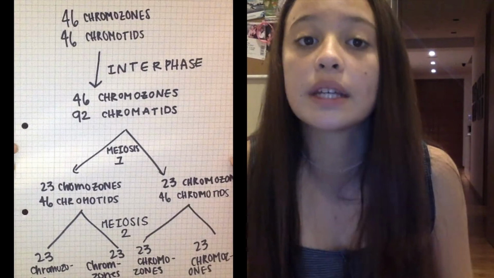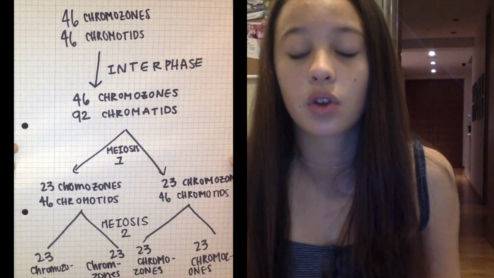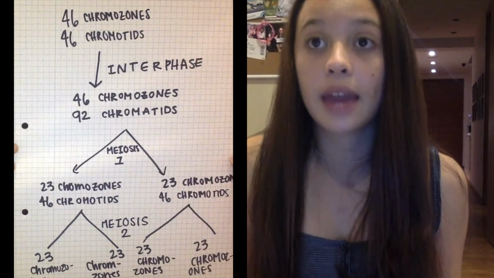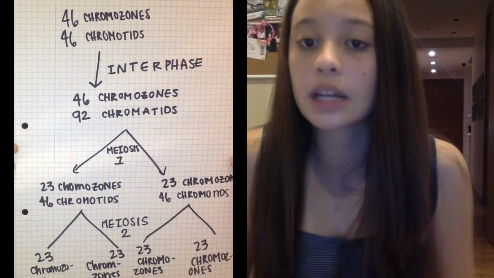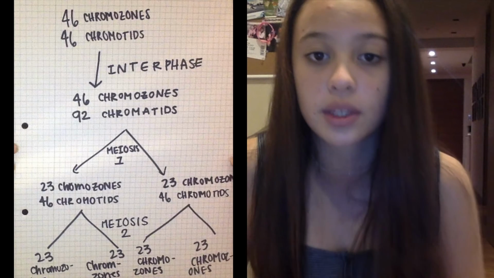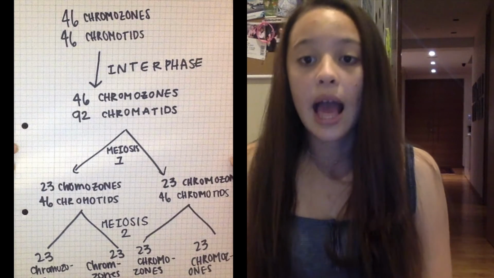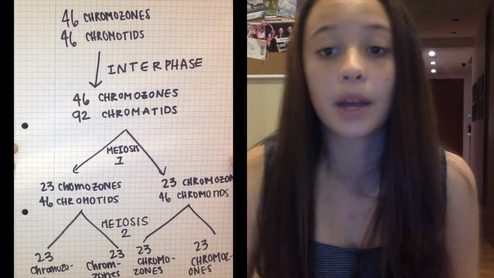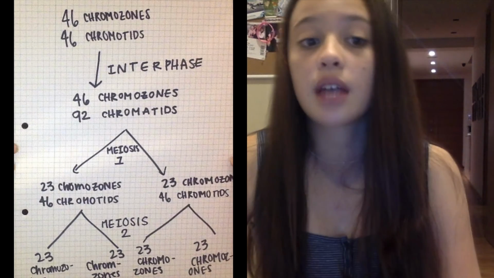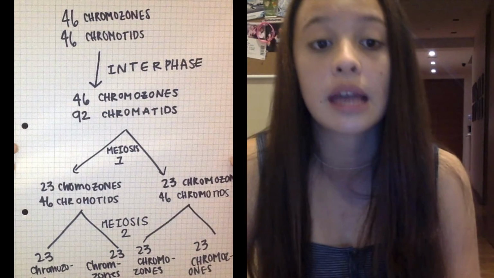So how these numbers go into meiosis is that before interphase you have 46 chromosomes and 46 chromatids, and then meiosis occurs, and at the end of meiosis 1, which is the first couple stages of meiosis, you are left with 2 cells that have 23 chromosomes and 46 chromatids. And then when meiosis is completely finished, or the end of meiosis 2, you're going to have 4 different cells with 23 chromosomes and 23 chromatids in them.